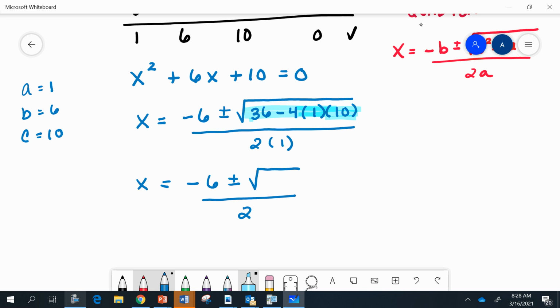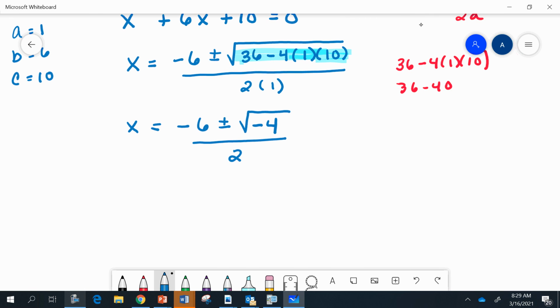Don't take the square root of it. The only thing I want you to do in your calculator is do 36 minus 4 times 1 times 10. That part is what's called the discriminant, okay? And when you do that, I believe you're going to end up getting 36 minus 40. So we're going to get a -4 underneath the radical.